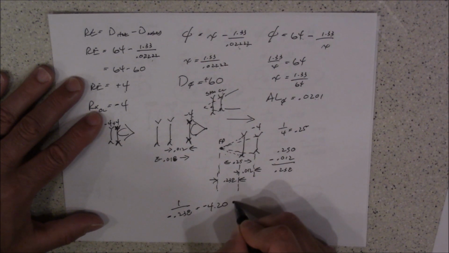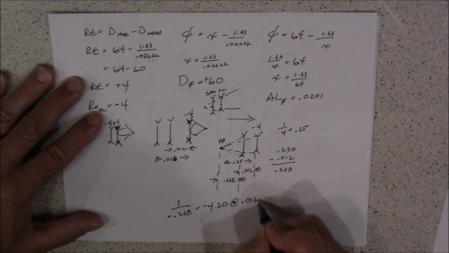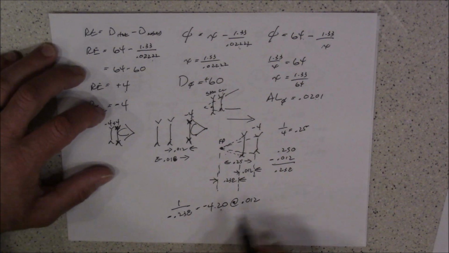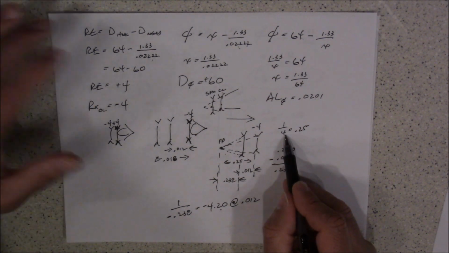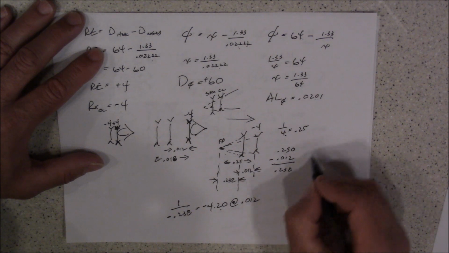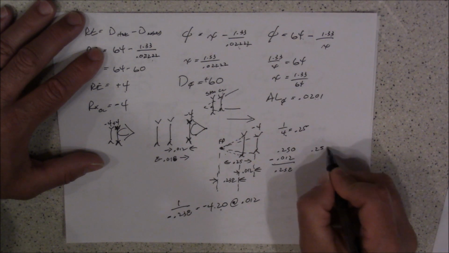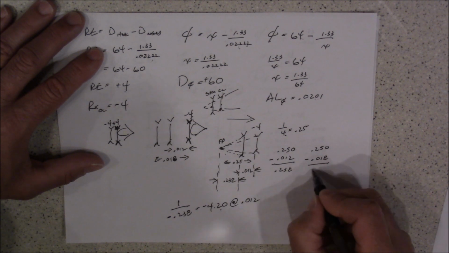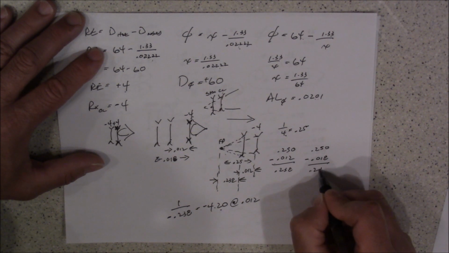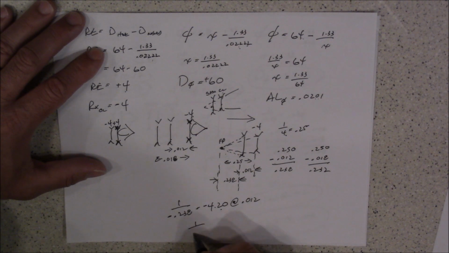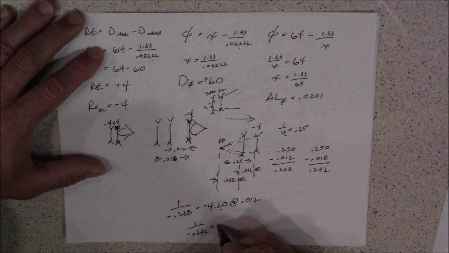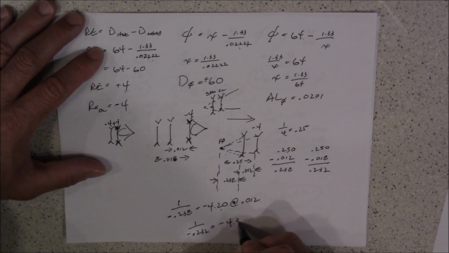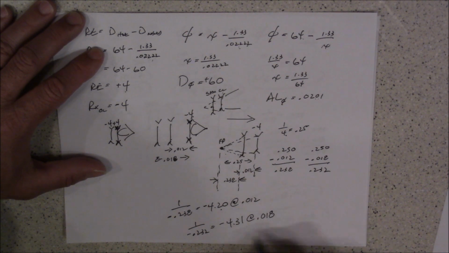That's a minus 4.20, and that is at a vertex distance of 12 millimeters. All right. And so I'm going to do the same thing for my 18 millimeter vertex distance. So I'm going to subtract that, 18. That gives me a 0.232. Take the inverse of the minus 0.232, and that gives me a minus 4.31. And that's at a vertex distance of 18 millimeters.